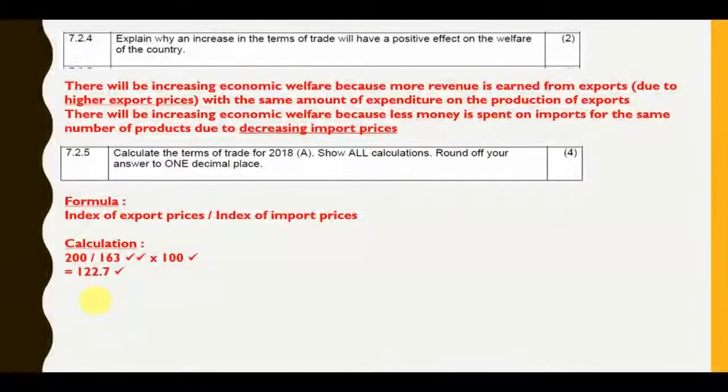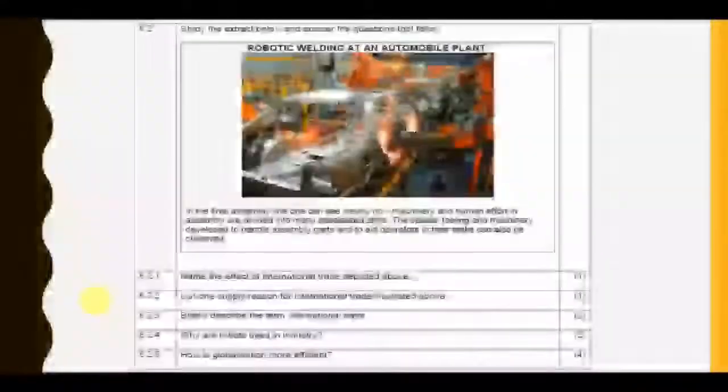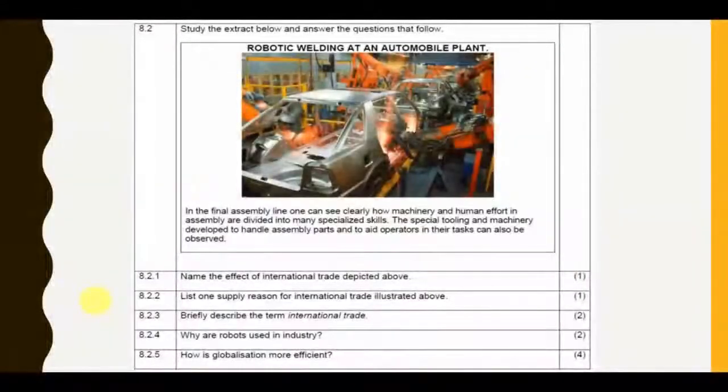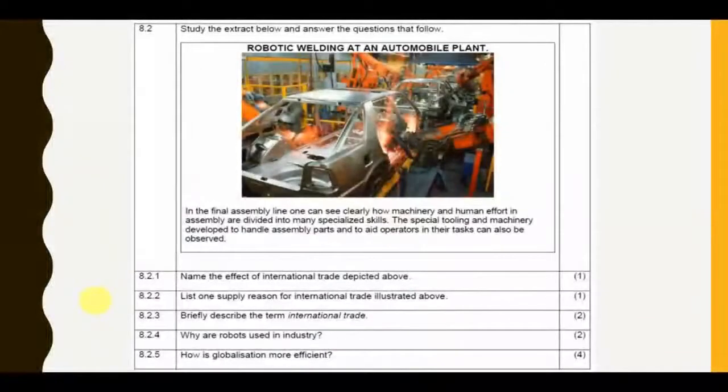Last macroeconomic Section B question, Question 8. Right, so here we have a picture. We haven't had any cartoons in our macroeconomic section today. It's all been quite technical. But this is a photograph, not a cartoon. Remember, you can get visual sources, everybody. So this says: robotic welding at an automobile plant.